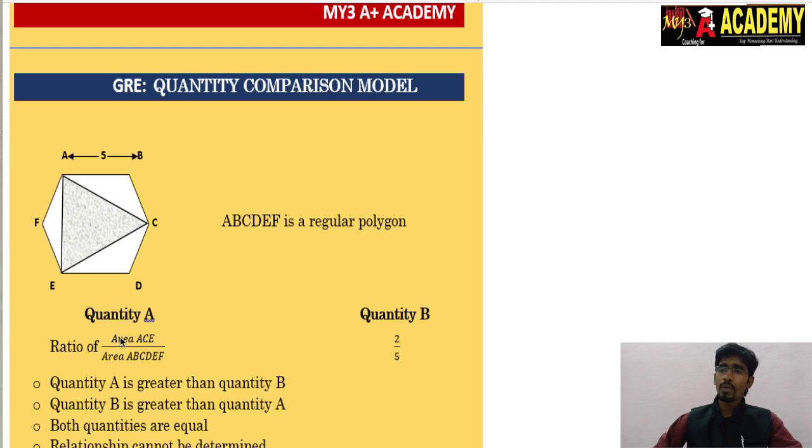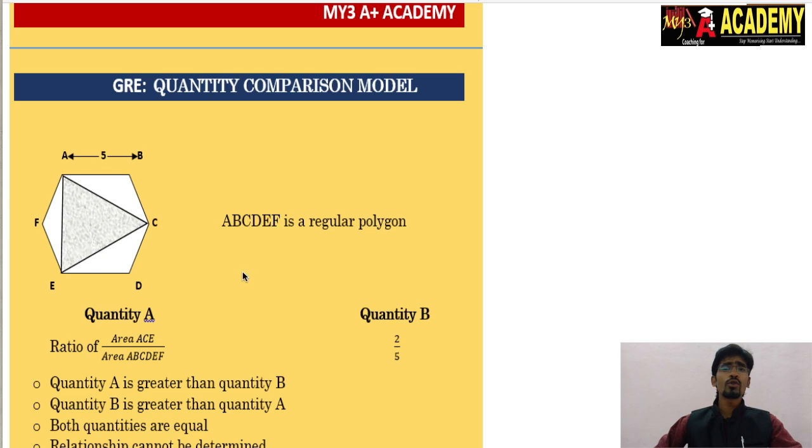Here he just mentioned the information that ABCDEF is a regular polygon, and that AB has a side length of 5. Quantity A is the ratio of the area of ACE divided by the area of ABCDEF. So we need to find the area of ACE and the area of ABCDEF, then find the ratio of those two, and Quantity B is given as 2 by 5.